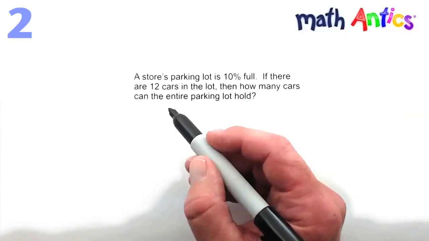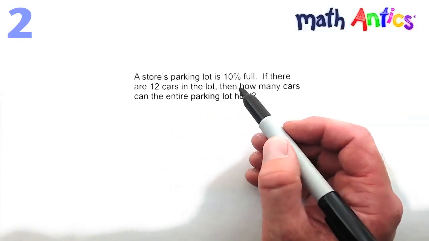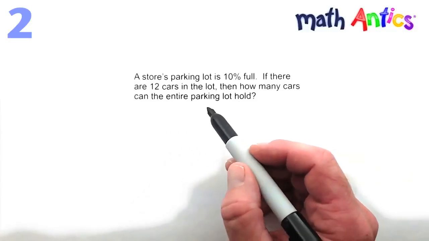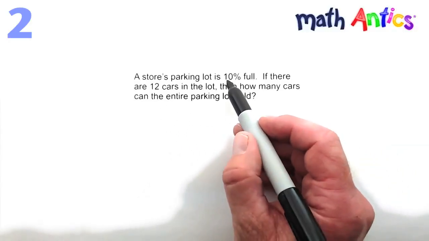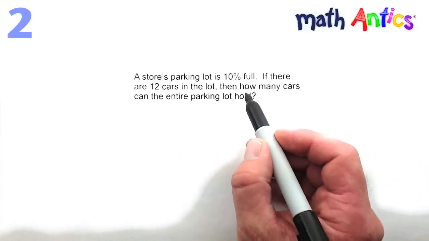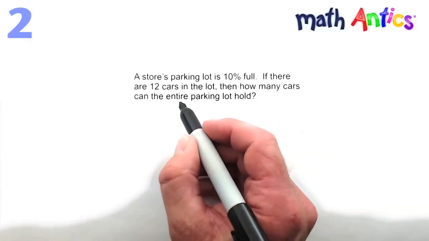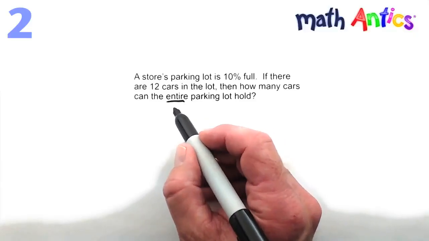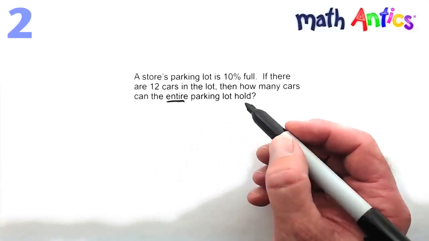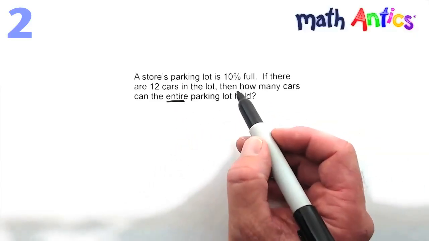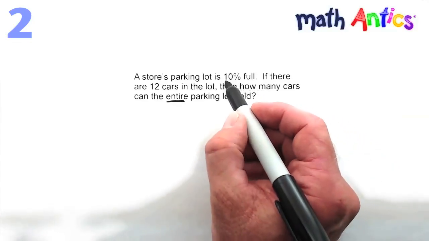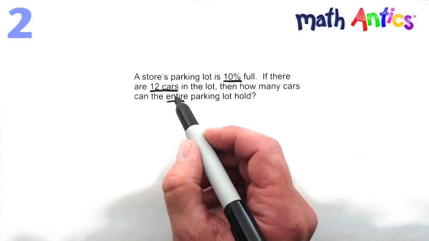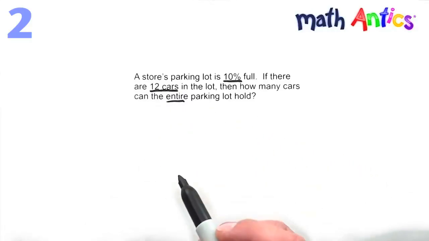Okay, our next problem says a store's parking lot is 10% full. If there are 12 cars in the lot, then how many cars can the entire parking lot hold? So we have a percent problem, and we can tell by the question here, how many cars can the entire parking lot hold. Entire is a keyword that is asking us for the total. So it's a missing total problem, and we can also tell that by the things that we do know. We know the percent, 10%, and we know that there are 12 cars in the lot and that the lot's not full, so that must be the part.